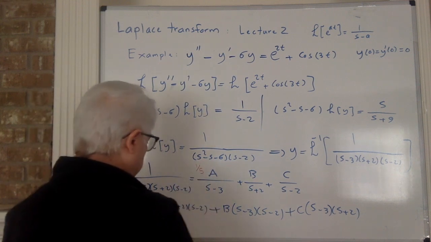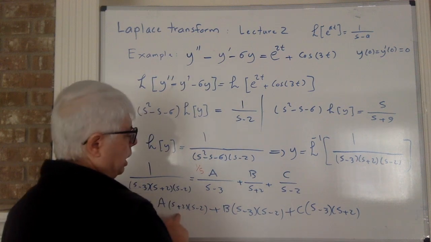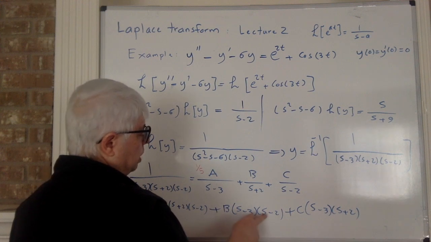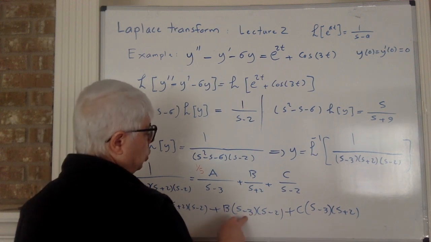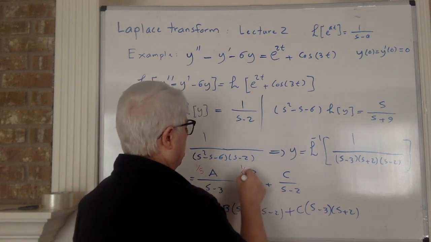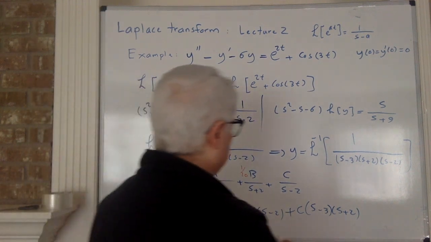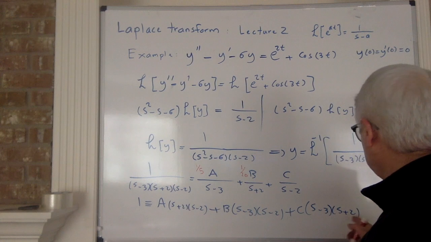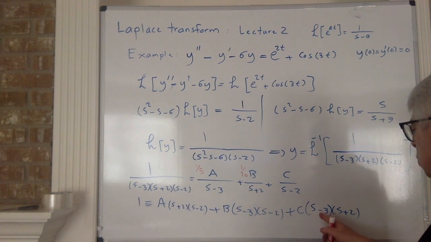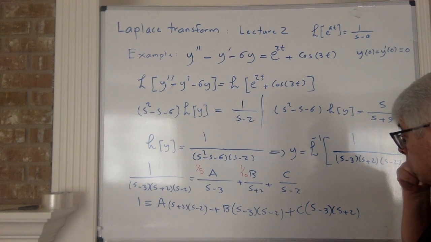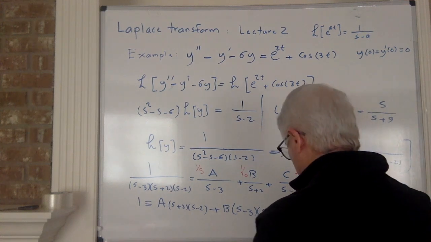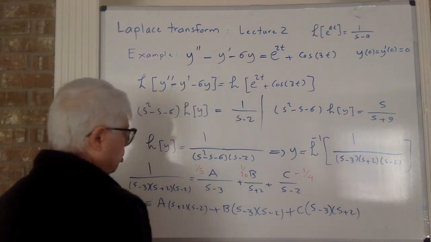Let's write it here. B, if I set s to negative 2, will make this 0 and this 0. Negative 2 will give me negative 5, negative 4. That's 4 times 5, 20. So b is 1 over 20. Minus and minus, that's plus. And last, if I set s to be 2, this is 0, and this gives me minus 1 times 4. So that's minus 4, so c will be minus 1 over 4. Okay?